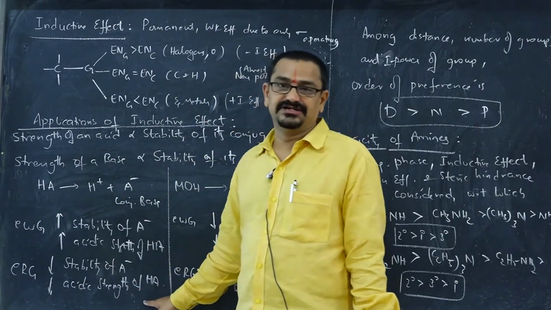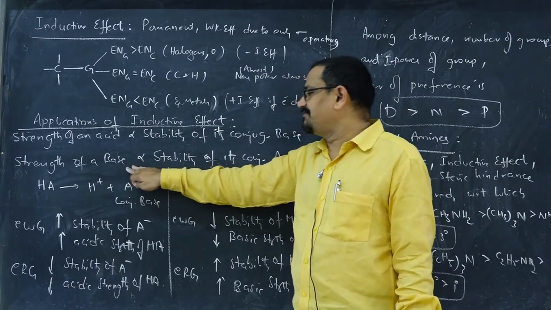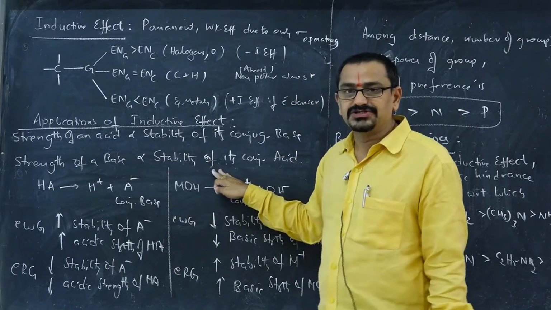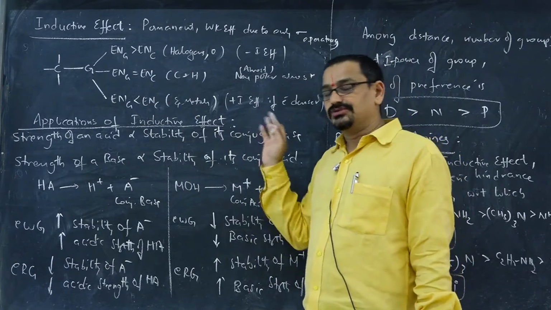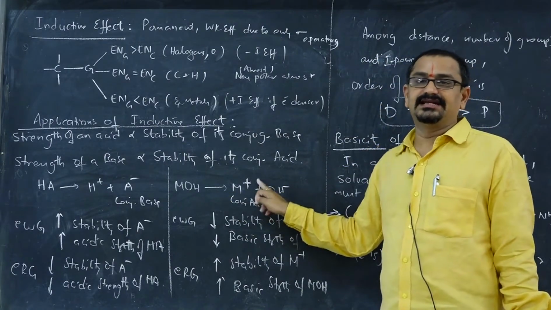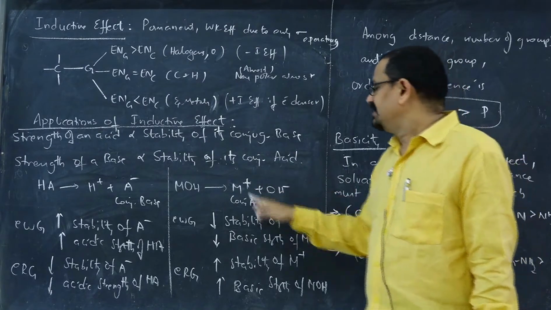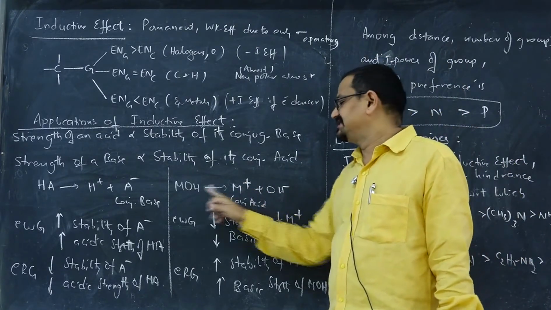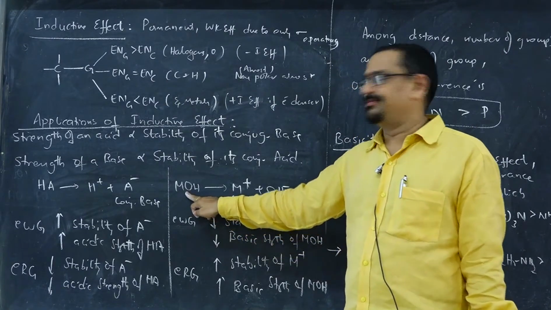Same way, let's come to the second line. Strength of a base is directly proportional to the stability of its conjugate acid. So MOH is a base. This is the conjugate acid M plus. This is a base, this is its conjugate acid M plus. Same way, the more the stability of the conjugate acid, the more is the basic character of the parent base.